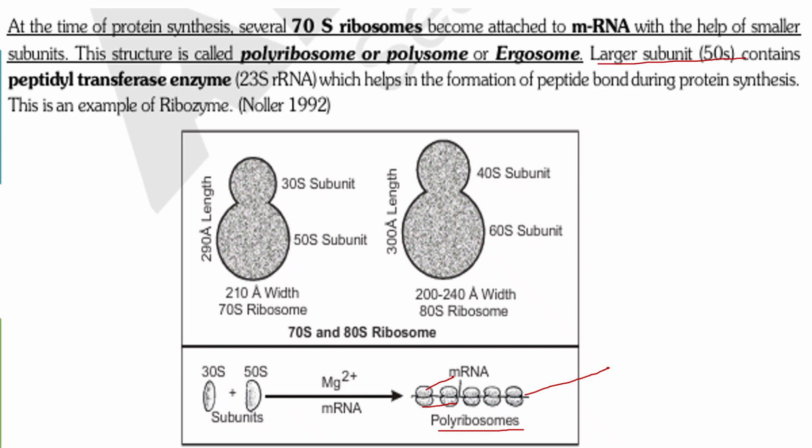The large subunit contains enzymes. This is the largest subunit of ribosome and this contains peptidyl transferase enzyme and also 23S rRNA. Specifically, the 50S subunit contains 23S rRNA. So what is the role of this enzyme? This enzyme helps in the formation of peptide bond during protein synthesis. And this is an example of ribosomes.